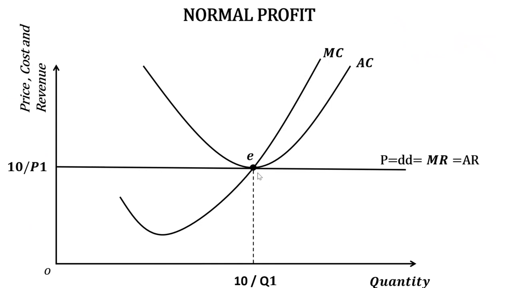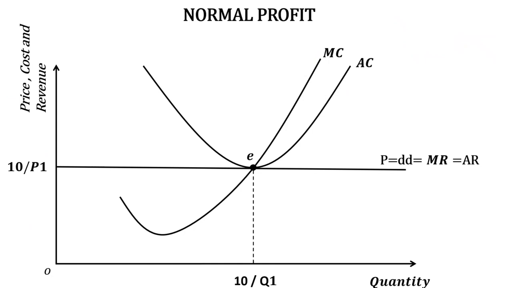The marginal cost cuts or intersects the average cost curve at its lowest point. Now, this situation is called normal profit. Normal profit is where the business is making normal profit, where your average cost curve is tangent to the average revenue curve. There you can see the firm maximizes profit at E, and the average cost is equal to average revenue. So total revenue is equal to total cost. And this is what normal profit is, right?